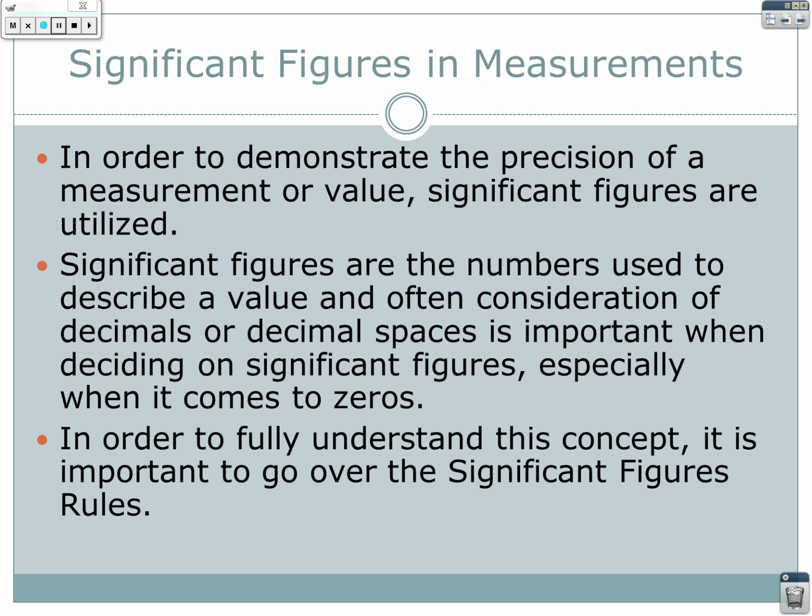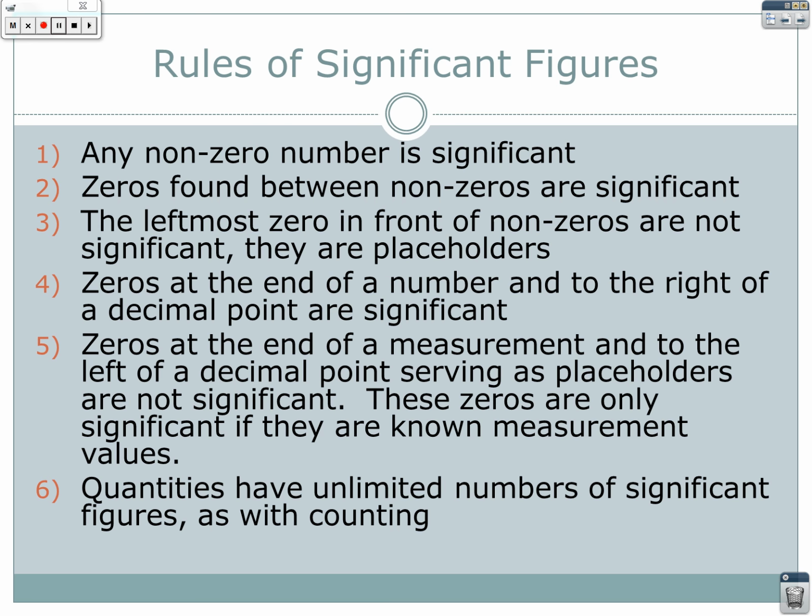In order to fully understand this concept of significant figures, we're going to go over their rules. So the rules of significant figures. Any non-zero number is a significant figure. Zeros found between two non-zero numbers are also significant. The leftmost zeros in front of non-zeros are not significant. They are called placeholders. Zeros at the end of a number and to the right of a decimal point are significant. Zeros at the end of a measurement and to the left of a decimal point serving as placeholders are not significant. These zeros are only significant if they are known measurement values.